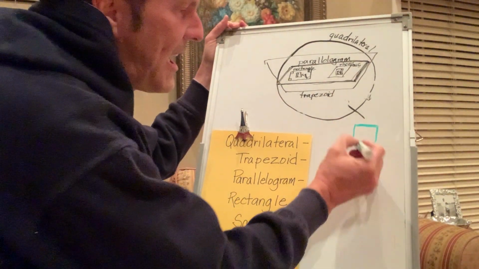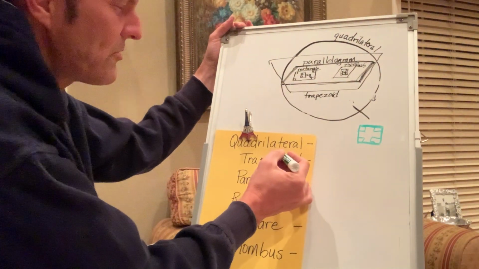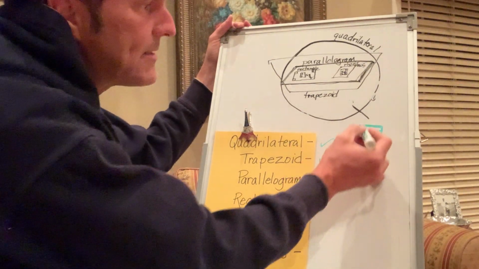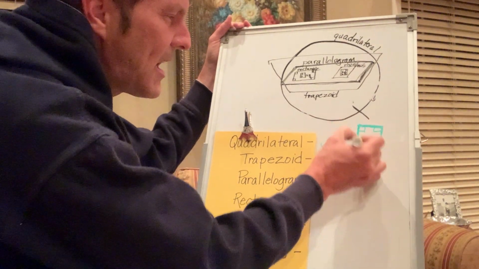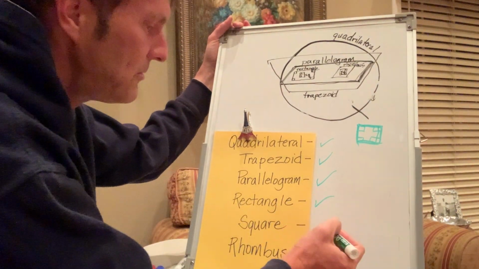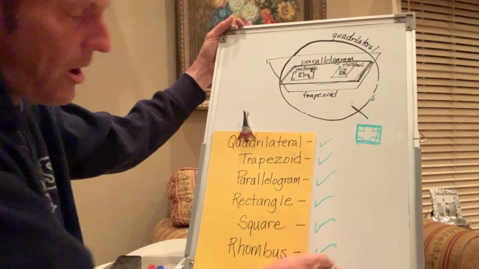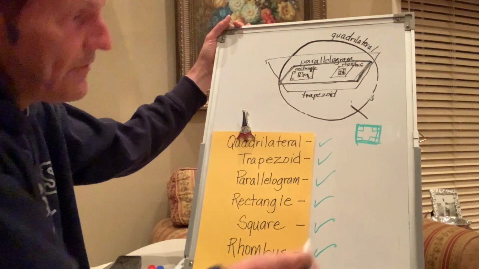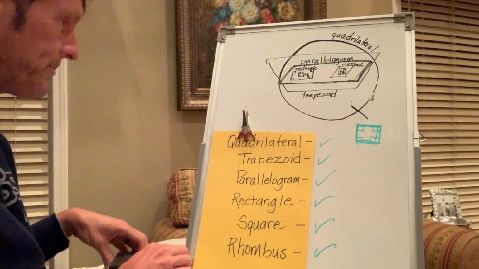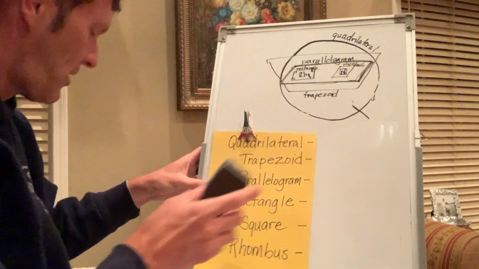It's got all equal sides. It's got 90-degree angles. Well, it's a quadrilateral because it's got 4 sides. It's a trapezoid because it has at least one set of parallel sides. It actually has 2. It's a parallelogram. It's a rectangle. It's a square. And it is a rhombus because a rhombus has 4 equal sides. It can't even have the 90-degree angles. So that one is all of those. Most specific though is square.